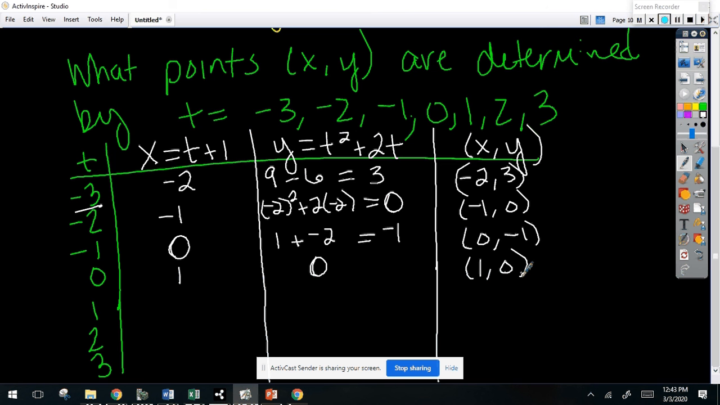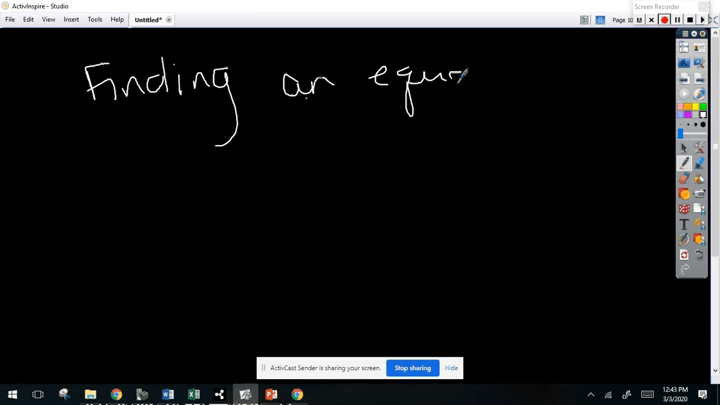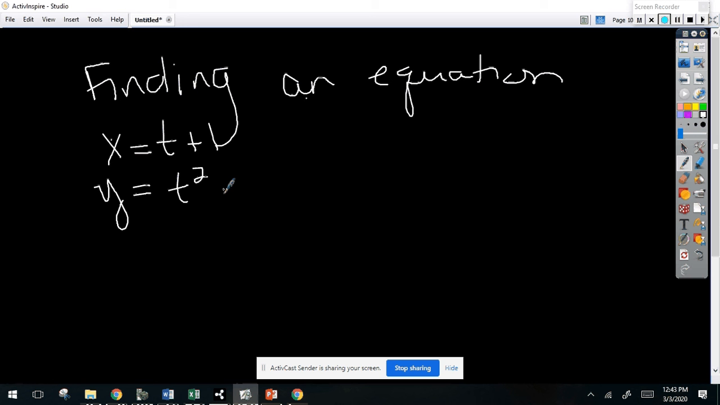All right. We can also find an equation defined by these parametric relations. And here's how we do that. Finding an equation. All right, so we had these two equations. We had x equals t plus 1, and we had y equals t squared plus 2t. This is where it gets a little bit harder. So what you want to do, your goal is to get rid of the t's. Okay, one equation with no t's.